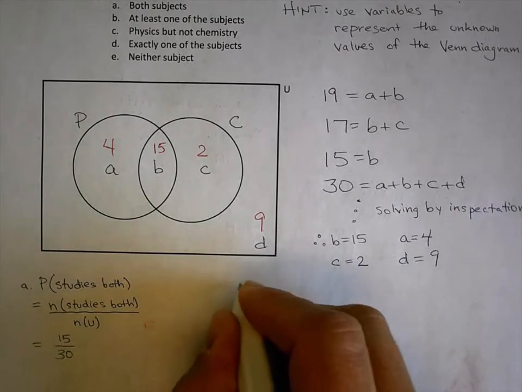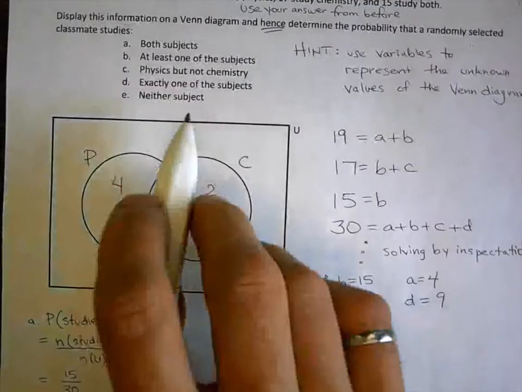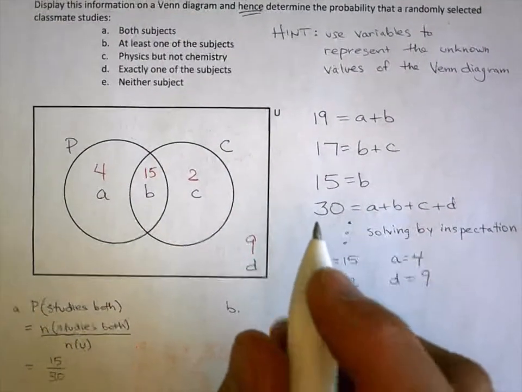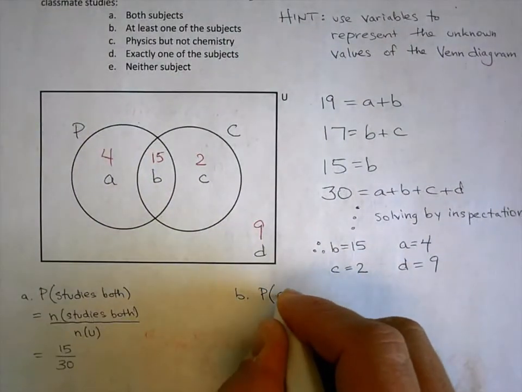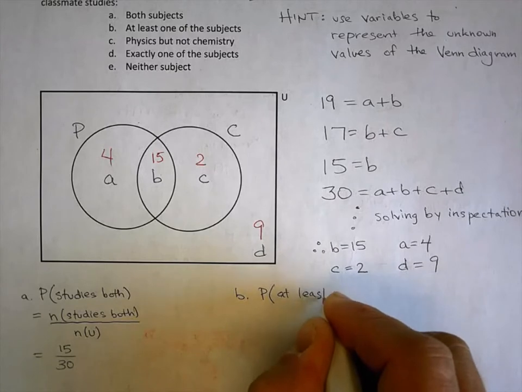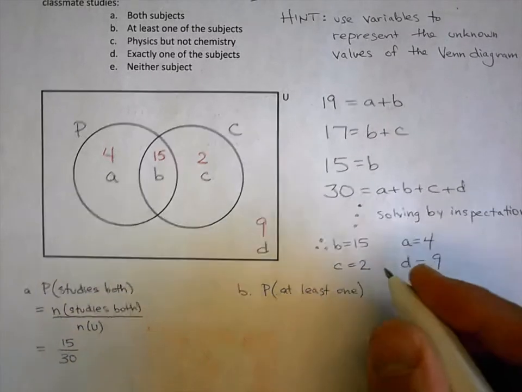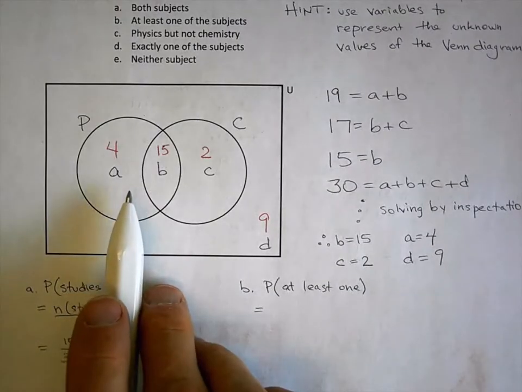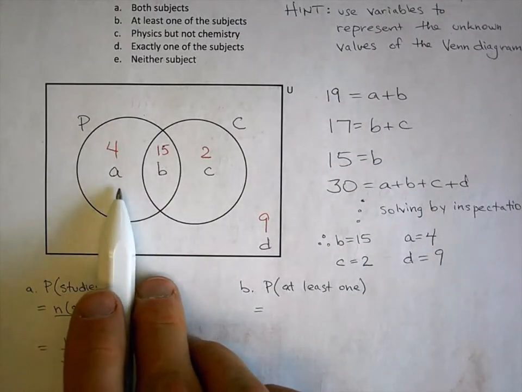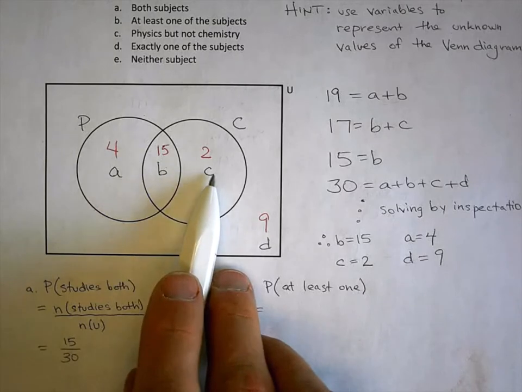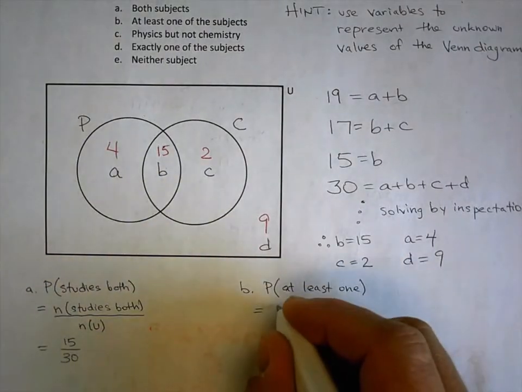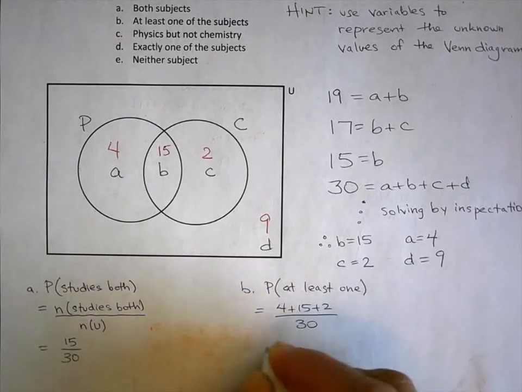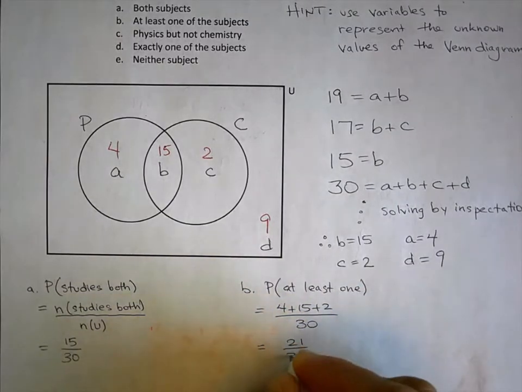Part B, the probability that a student studies at least one of the subjects. Okay, well, the probability of studying at least one, that would be this student, they study physics, 15 study both, and 2 study just chemistry. So all of those students would be valid, 4 plus 15 plus 2 over 30. That gives me 21 over 30.